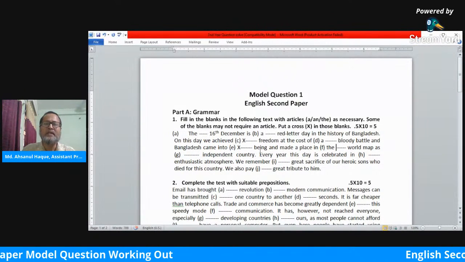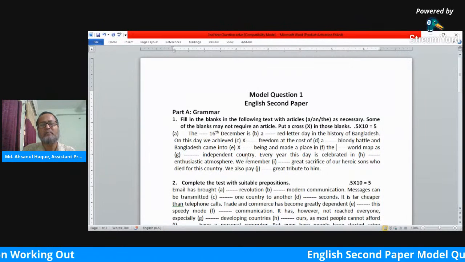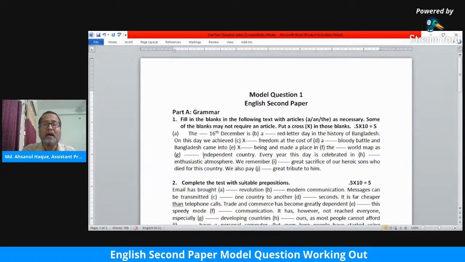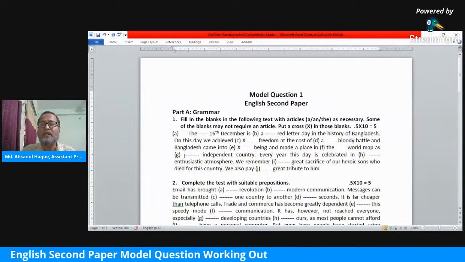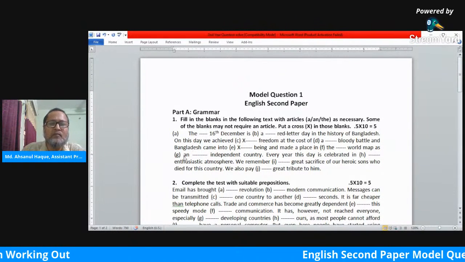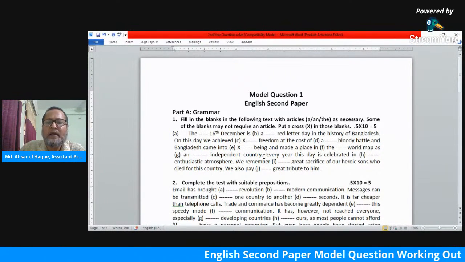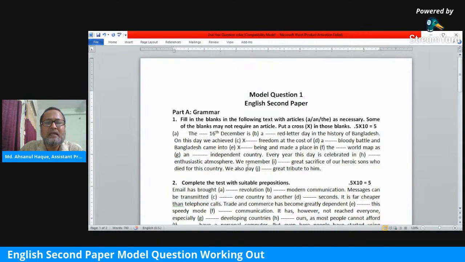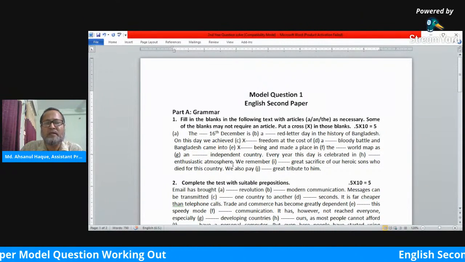As dash independent country. Independent country is a countable noun, and it begins with a vowel, so there should be 'an': an independent country. So I think you have got the point. Every year, this day is celebrated in dash enthusiastic atmosphere.